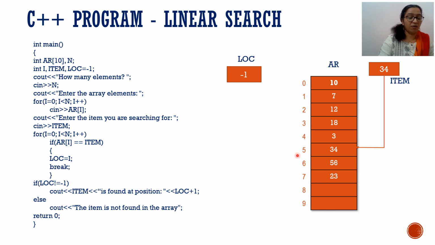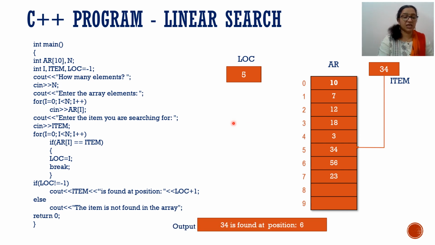Now the value of location is what? See, the value changed to 5. See, 5 is the index number: 0, 1, 2, 3, 4, 5 is the index number here. But see the position of the values: first element, second element, third element, fourth element, fifth element, and sixth element. So we print the position of that value as 6. The index number is 5. Okay. Now see the output. 34 is found at position number 6. Understood? So this is called linear search.